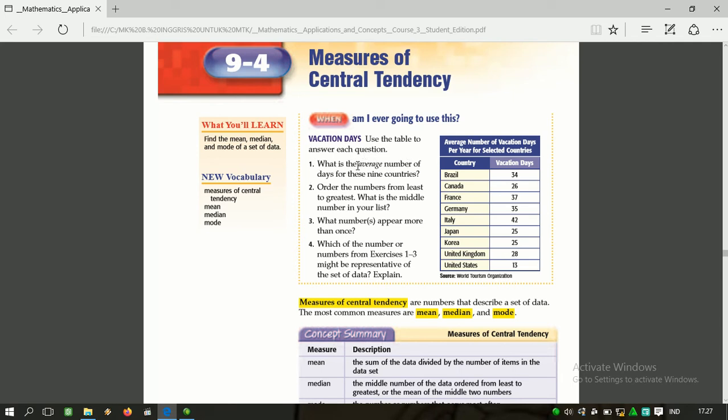Number 1. What is the average number of days for these 9 countries? Number 2. Order the numbers from least to greatest. What is the middle number in your list? Number 3. What number appears most often? Number 4. Which of the numbers from exercises 1 to 3 might be representative of the set of data? Explain. This is a table of the number of vacation days per year for select countries.